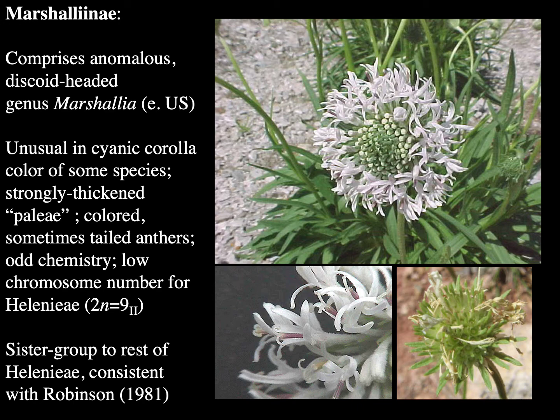And the anthers are sometimes tailed, which is something we don't normally associate with the Heliantheae alliance. They also have an odd secondary chemistry and a low chromosome number, and they're sister to the rest of the Helenieae, consistent with Robinson's treatment of them as outliers within the Heliantheae as a whole.